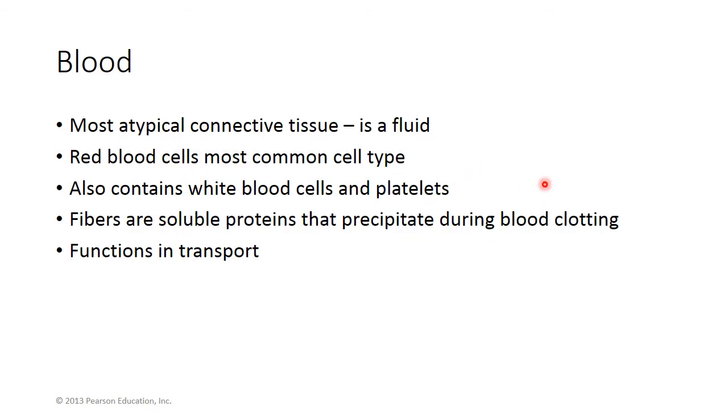Then you got blood. A typical connective tissue fluid. Red blood cells, most common type. Talk more about this in AP2. But you also have your white cells and your platelets. It does have some fibers, and the fibers are very important for blood clotting. But also transports what? O2, CO2, nutrients, and waste products.